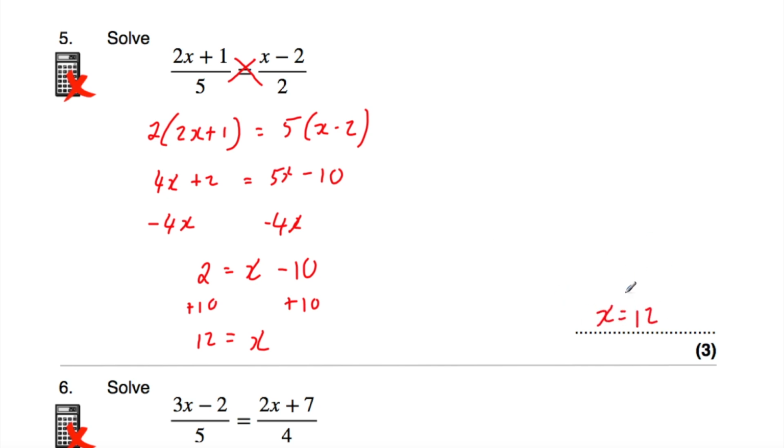And I just want to mention we can check our answers. 2 times 12 is equal to 24, plus 1 is 25, and divided by 5 is equal to 5. And 12 take away 2 is 10, divided by 2 is 5, so we get 5 equals 5, so that's right, so x is equal to 12.